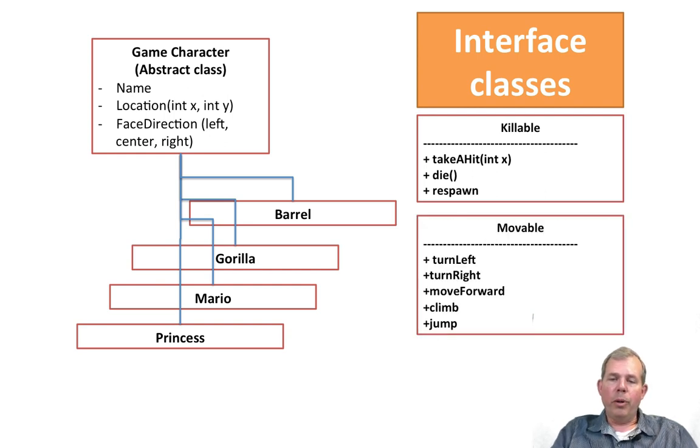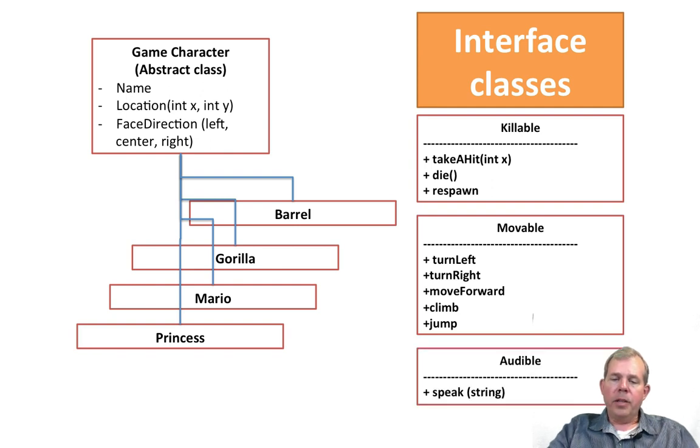Then we have a movable object, and so this would also be another interface. And so in the case of Mario, you could be both killable and movable, and so he can implement two interfaces. So movable, it looks like we could turn, we can move, we can jump and climb. So then the last is the audible interface. And so I was thinking of the princess as she being able to yell help. And that's about the only thing that she seems to be capable of doing.